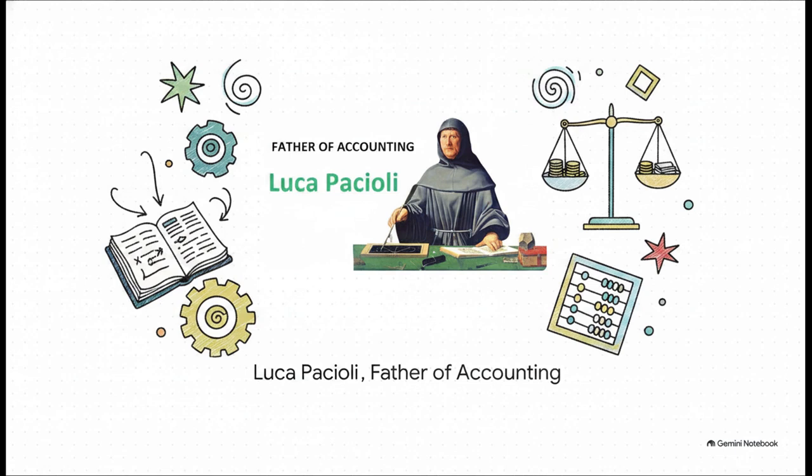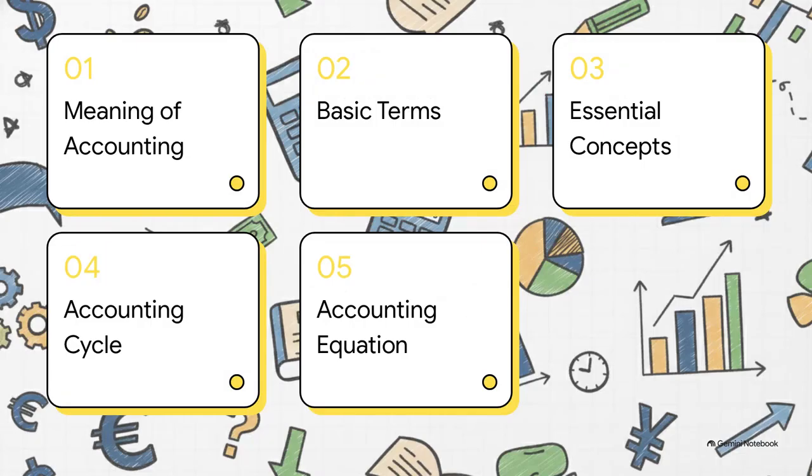It's this really beautiful, crucial blend of art and science that gives us a clear picture of where a business stands. So here is our roadmap for Unit 1. We are going to cover the meaning of accounting, some basic terms, the essential concepts, the accounting cycle, and finally, the big one, the accounting equation.